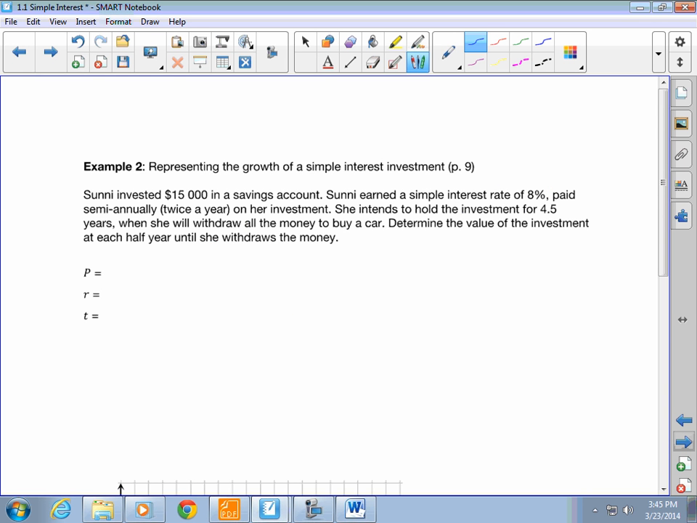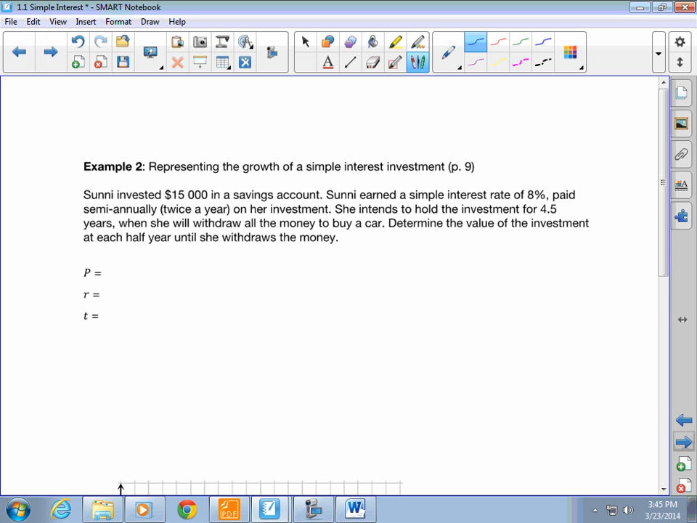Sunny invested $15,000 in a savings account. Sunny earned a simple interest rate of 8%, paid semi-annually, which means twice a year, on her investment. She intends to hold the investment for 4.5 years, when she will withdraw all the money to buy a car. Determine the value of the investment at each half year until she withdraws the money. So it wants to know how much she's going to have at the end of 4.5 years.